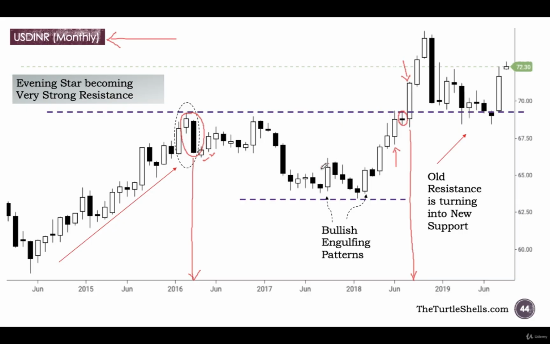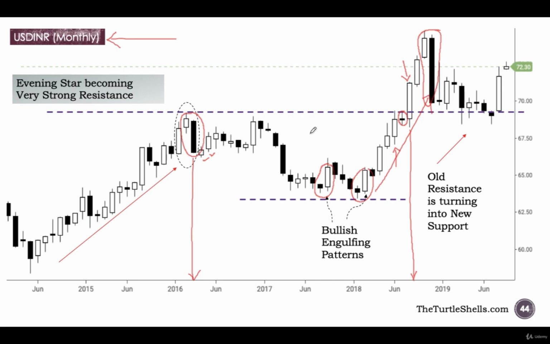What are these two patterns here? Bullish engulfing pattern. This one and this one. In fact, this bullish engulfing pattern is confirming the support created by this bullish engulfing pattern, after which the price went up aggressively. Okay? Then what do you have here? This is a bearish engulfing pattern, after which the price has started to fall down.